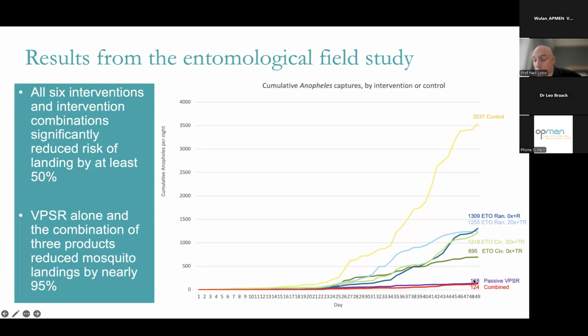And this amazed me because just with the volatile passive space repellent, you could reduce the number of landings from 3,537 to 138, which is almost 95%. And of course, combined, it went down even more. And this was done based on looking at gaps in protection and what might work in those gaps. So overall, all 6 interventions and their combination significantly reduced mosquito landing by at least 50% and up to 94%.